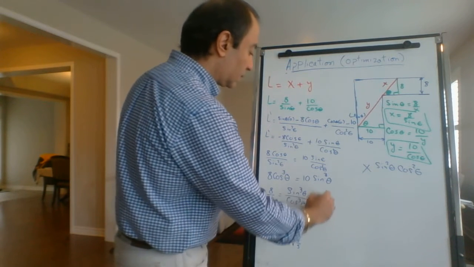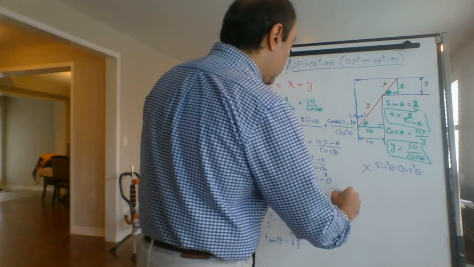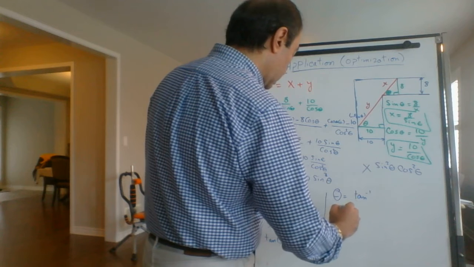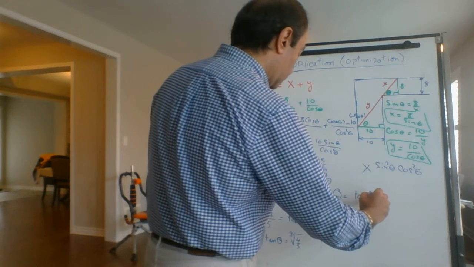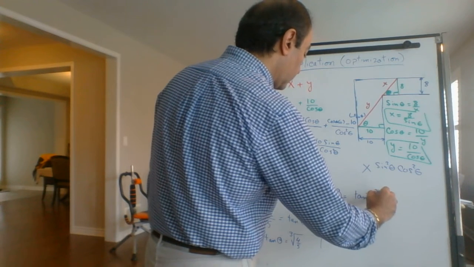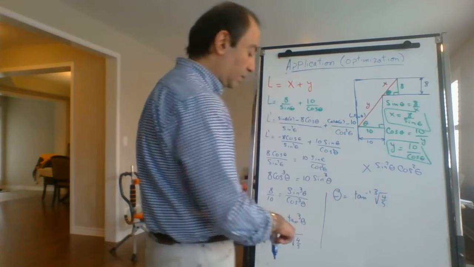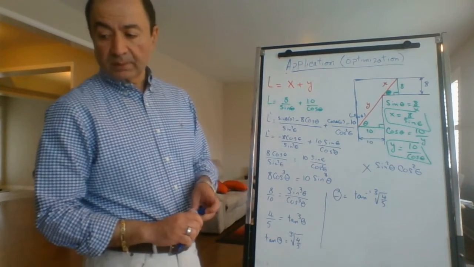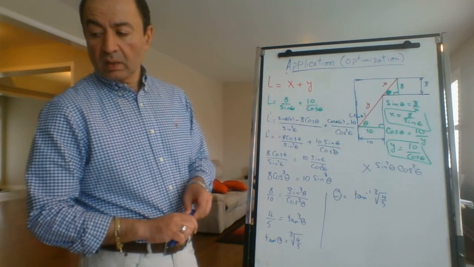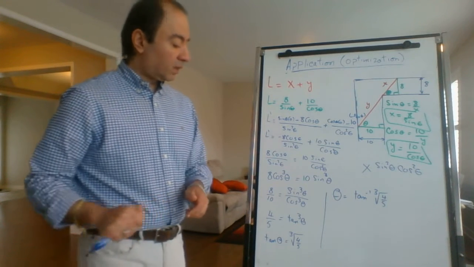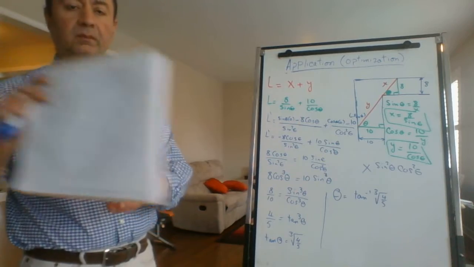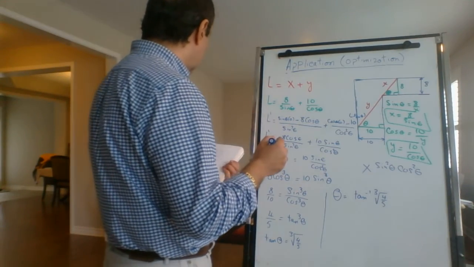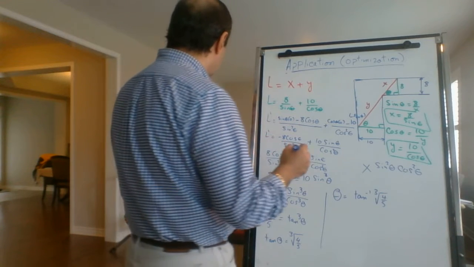So theta will equal tan inverse of the cubic root of 4 over 5. When we want to find the angle, the measure of the angle, we use tan inverse. Okay, so after we do this, we will get the theta.